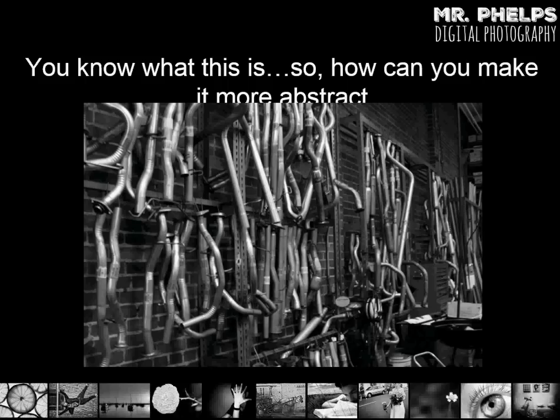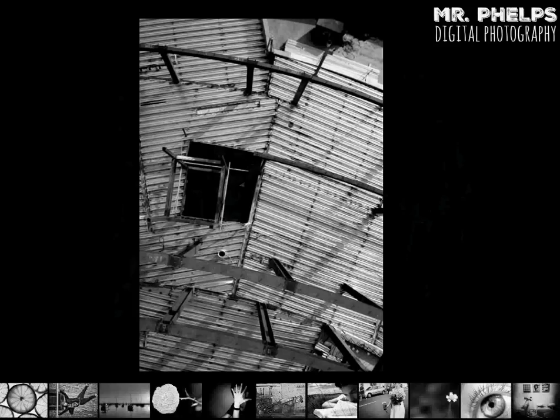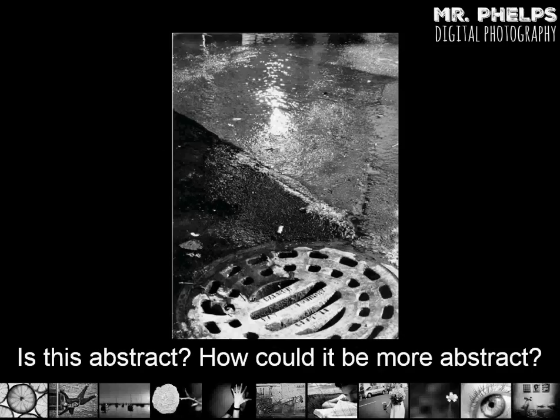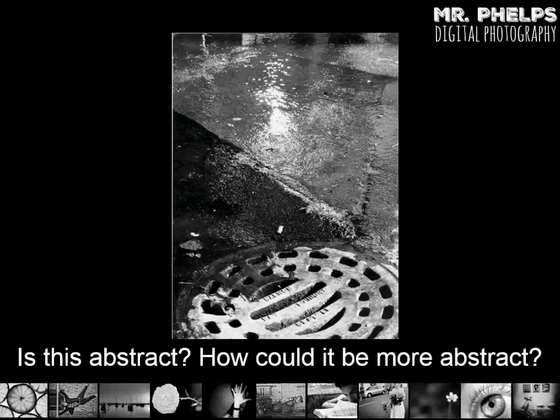So here's another one. Here's some pipes hanging up in a shop, but how can we change it, or what would you do in order to get more of an abstract image here? Here we could zoom in, so we're not able to easily identify what we're seeing, but we're looking more at the shapes and the objects within the abstract image itself. This is abstract. How could you make it more abstract? Let me go back to that one. How could you make this more abstract?